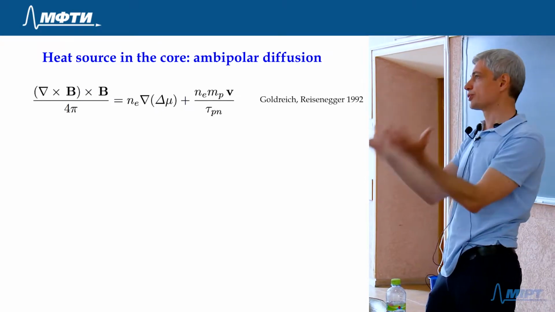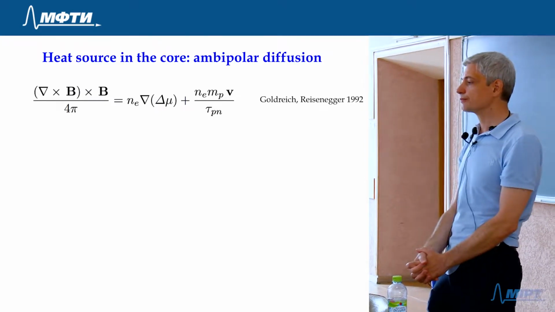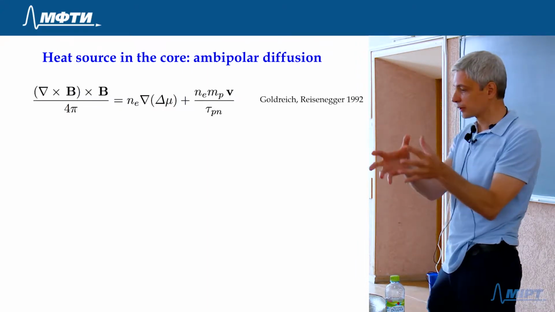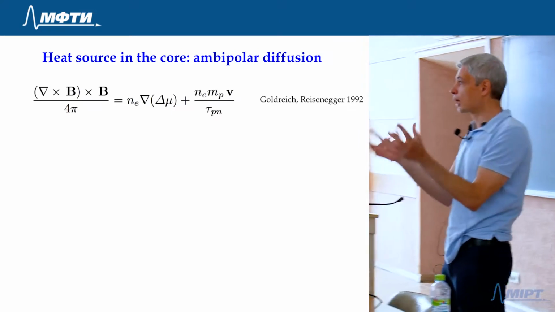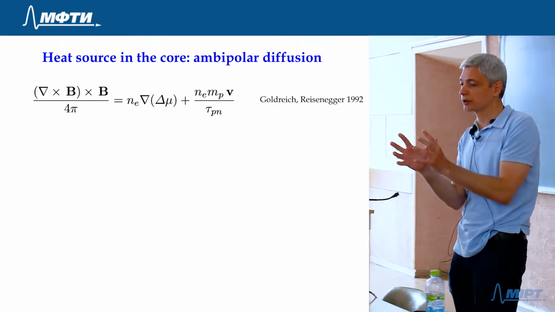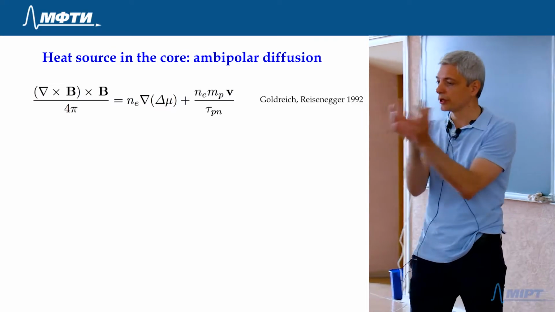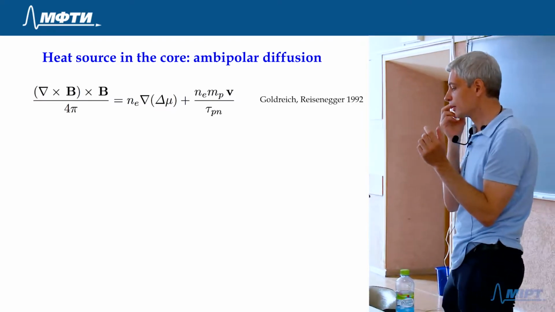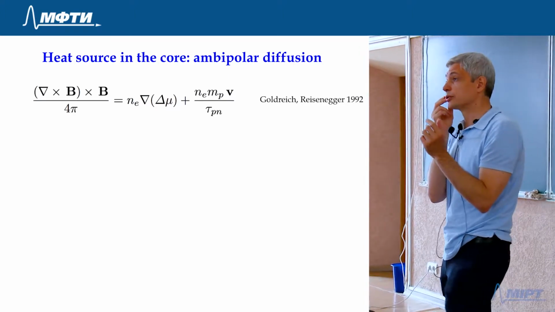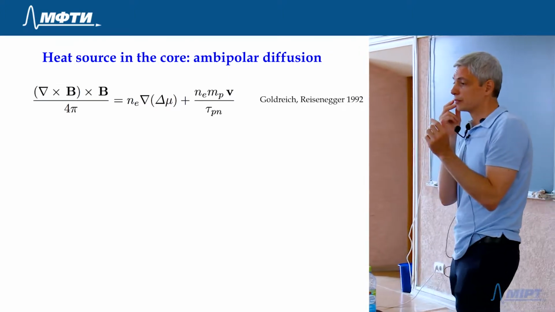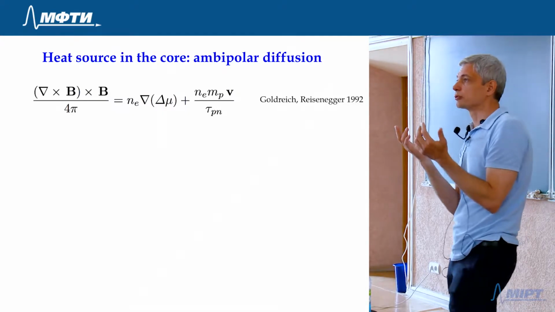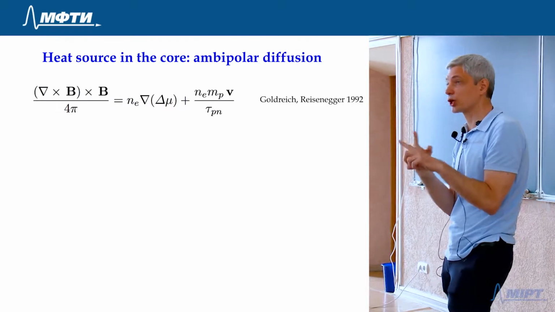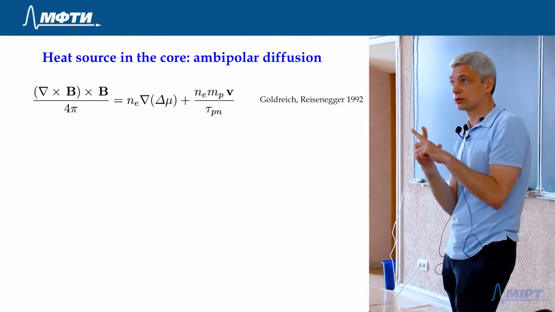So the core is mostly made of neutrons, and the magnetic field and electrons and protons, the charged component of the core, are coupled together. This is a very good conductor. And in principle, they can move through the neutron background. They actually would like to move because there is a Lorentz force that acts on electrons and protons in the charged component. J cross B force, right? The Lorentz force.